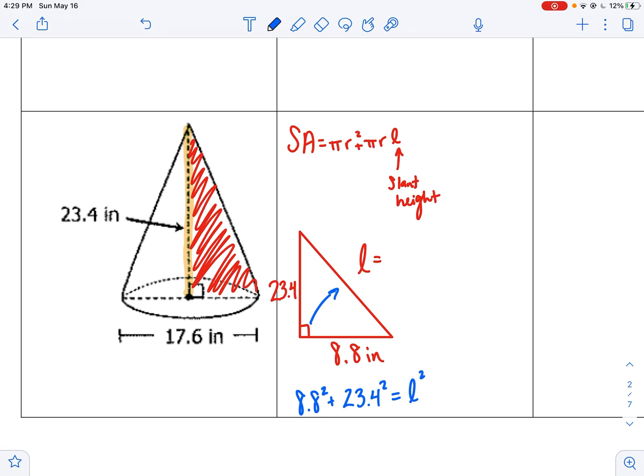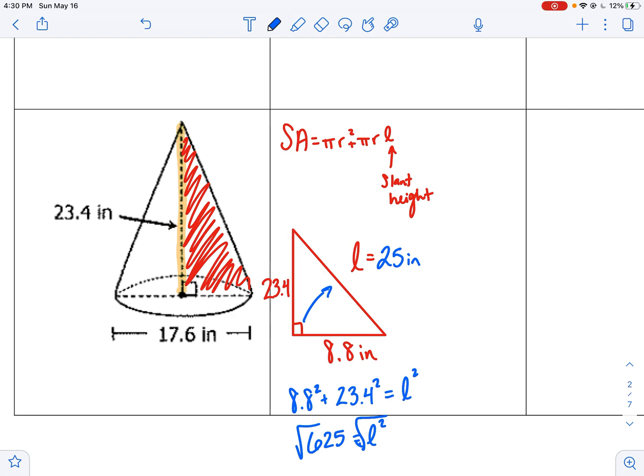And then, what you do is you just simplify the left side. 8.8 squared plus 23.4 squared. And you'll get 625 equals L squared. So to undo that, just take your square root of 625, which would get you 25 inches. And from there, now you have your L, so you can find your surface area of the cone.